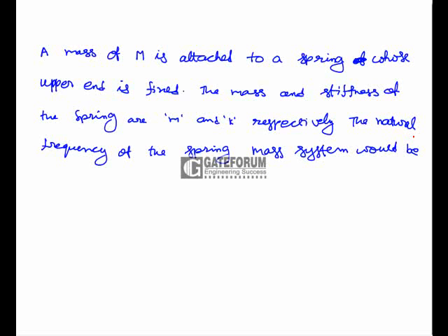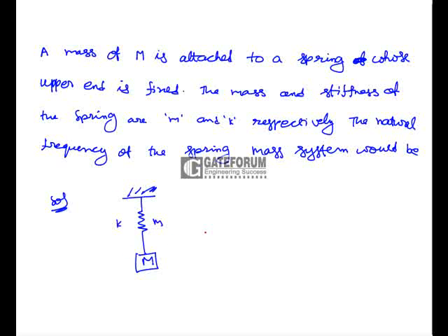Mass M is attached to a spring whose upper end is fixed. The mass and stiffness of the spring are m and K respectively. The natural frequency of the spring mass system would be. So the given problem is a spring fixed at one end and attached to a mass of capital M, and the spring mass is small m and stiffness is K. Here these two are in series combination, that is spring and mass.